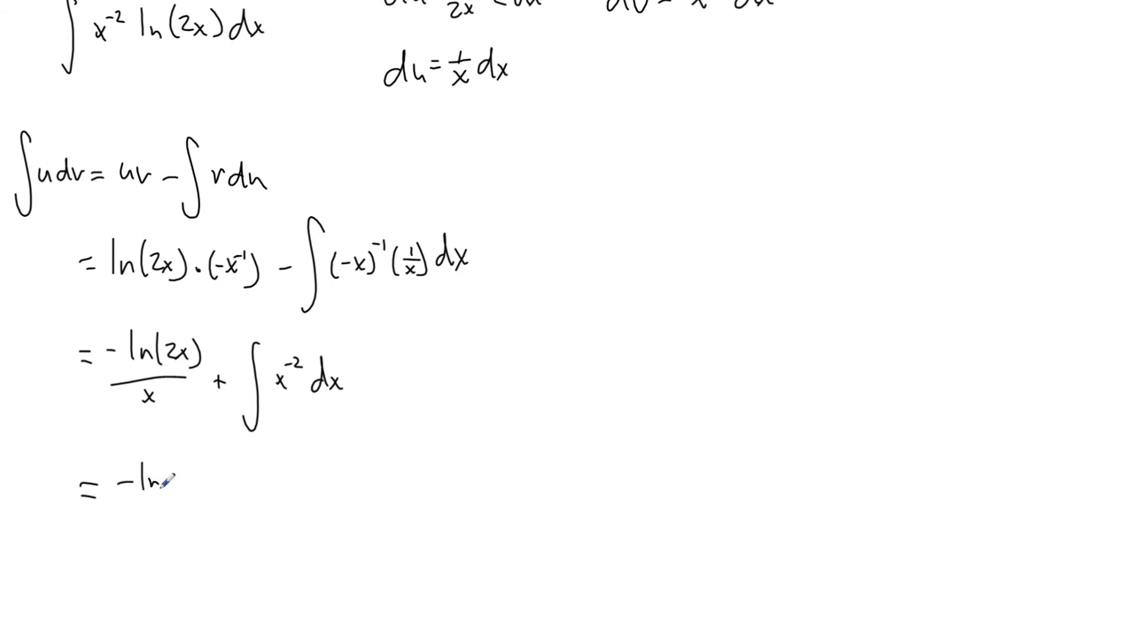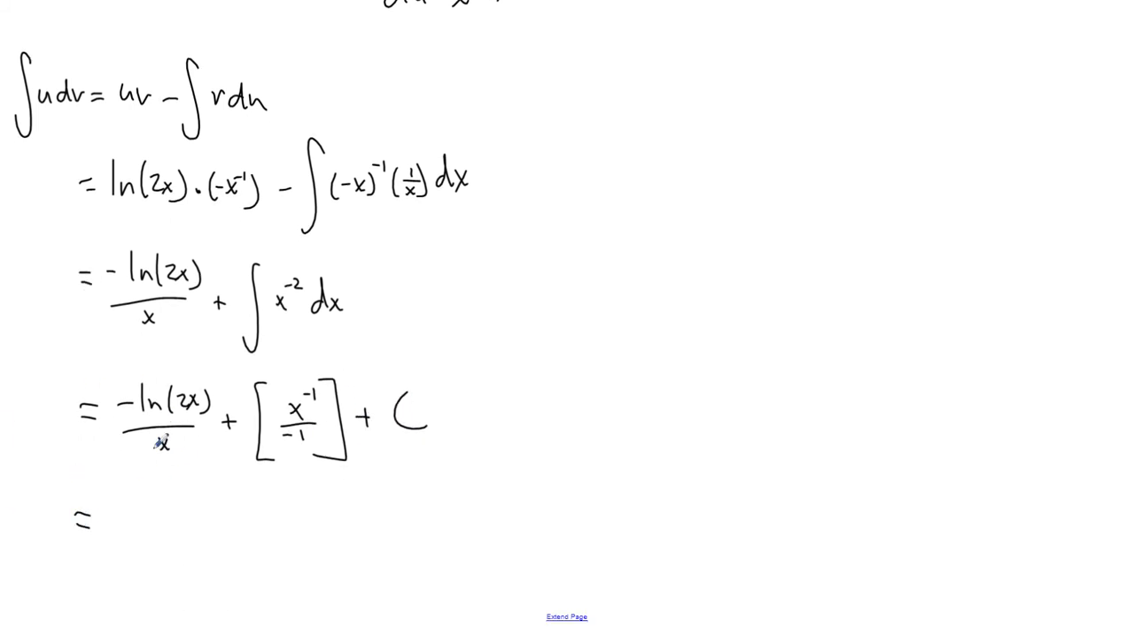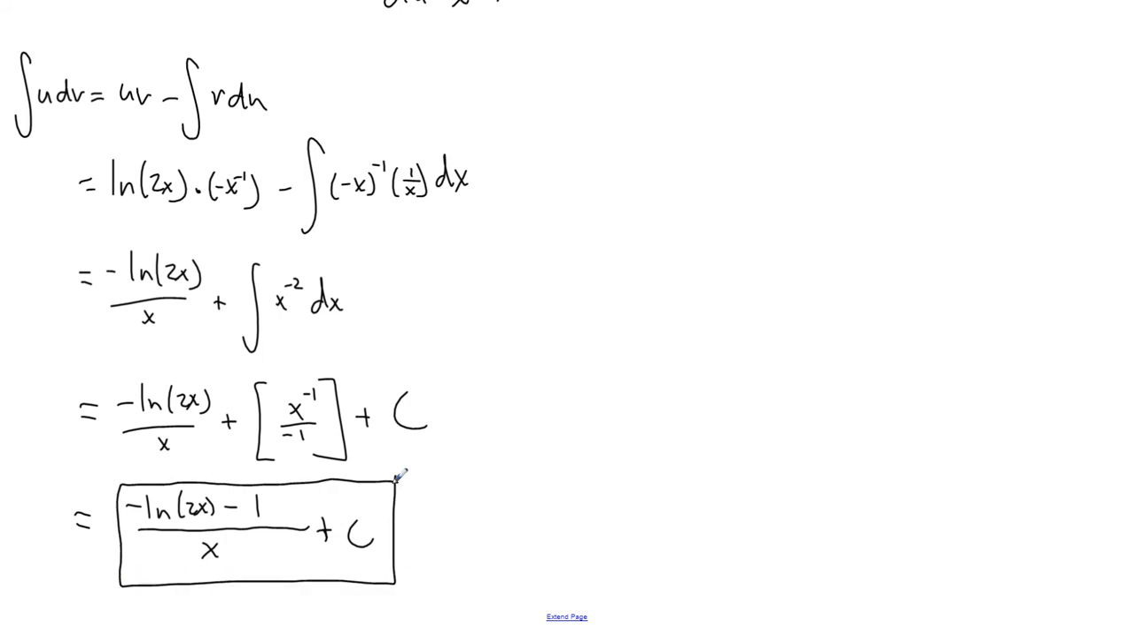So we have negative ln of 2x over x, and then this integral becomes x to the negative 1 over negative 1. And since we're done integrating, we'll put the plus c. And so we can finish this up and say that it'll be negative ln of 2x, and since I pushed this x to the bottom, minus 1 over x, all plus some constant c.